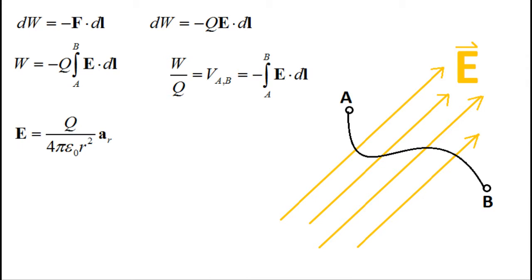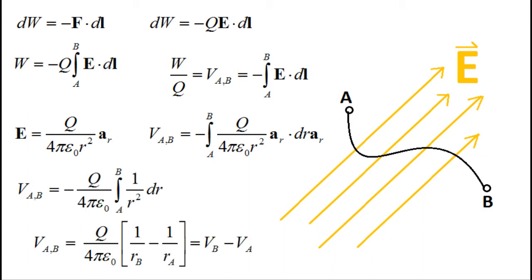We know from a previous video that the electric field of a point charge is this. We can substitute this into the expression for the potential. Noting that the only component of dl that survives is the radial component, we can evaluate the dot product and perform the integration. We get this as our final expression. Notice that we are defining Q over 4 pi epsilon naught r as the potential at that point.